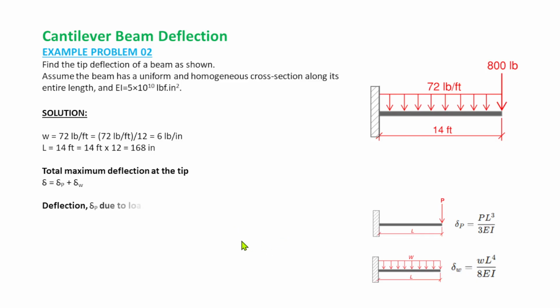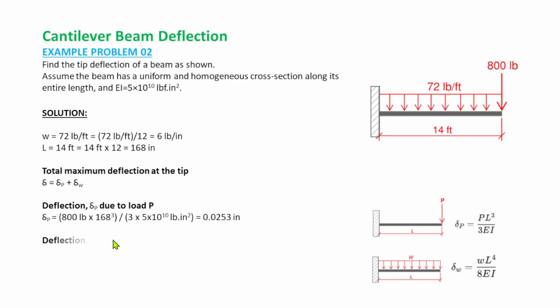So if we evaluate the deflection due to P, we have 800 pounds times 168 to the power of 3 all over 3 times 5 times 10 to the power of 10 pound-square inch, and that would give us 0.0253 inches. That is the deflection due to load P alone.